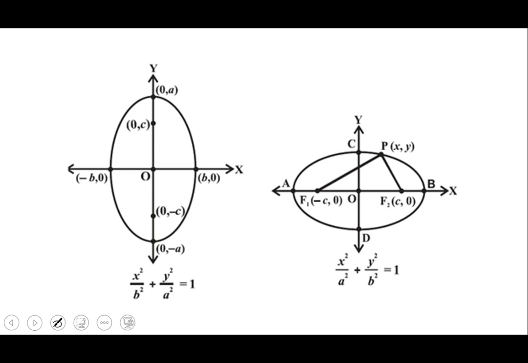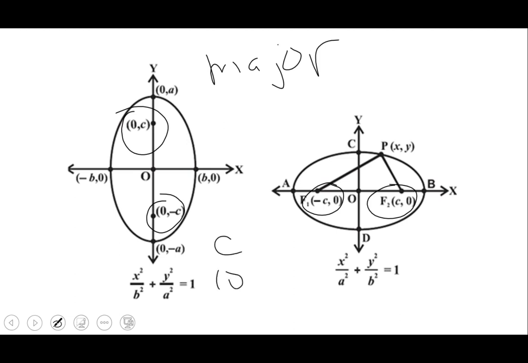Here, they're showing you where the foci come into play. Notice that the foci always have to exist on the major axis, whether the major axis goes up and down, like the first example, or left to right, like the second example. In both of these examples, you're assuming that the center is at the origin. If the center is not at the origin, then you have to take that into account.